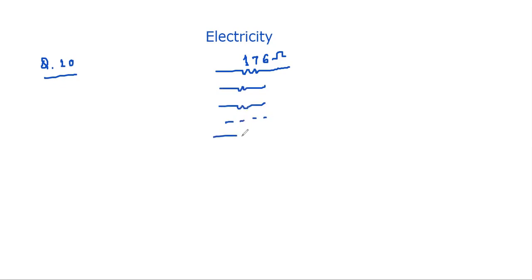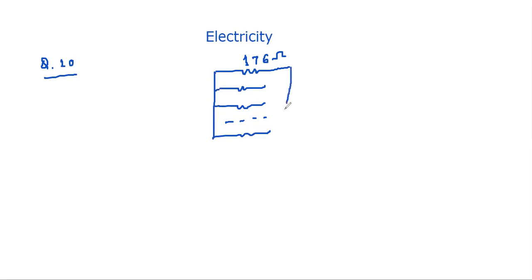Chapter Electricity, Class 10th, page number 221, question number 10. How many 176 ohm resistors in parallel are required to carry 5 ampere current on a 220 volt line? So we have resistors. Suppose it's given that this is 176 ohm, and suppose we take n such resistors, and they all are connected in parallel.